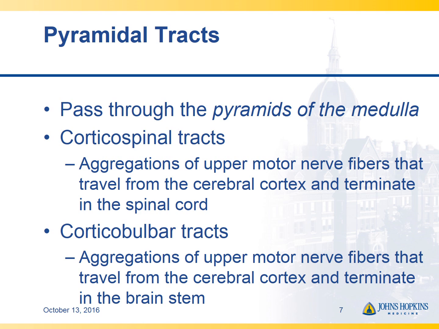The pyramidal tracts pass through the pyramids of the medulla. So there are two tracts, the corticospinal tracts, which are aggregations of upper motor nerve fibers that travel from the cerebral cortex and terminate in the spinal cord. And then the other tracts are the corticobulbar tracts, which are aggregations of upper motor nerve fibers that travel from the cerebral cortex and terminate in the brainstem.